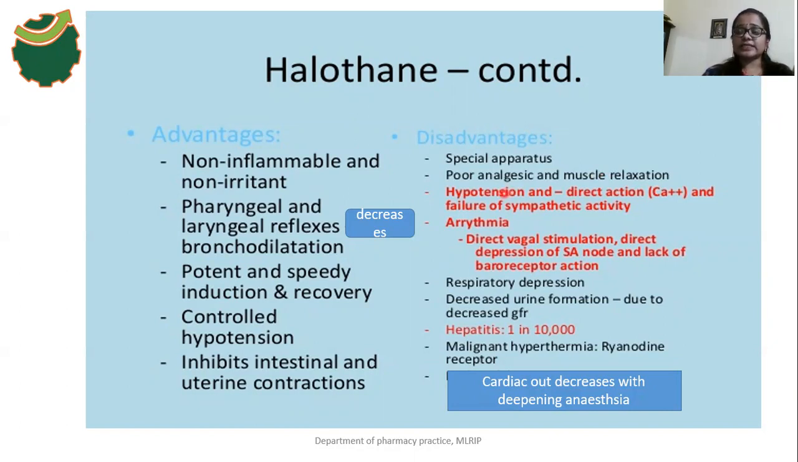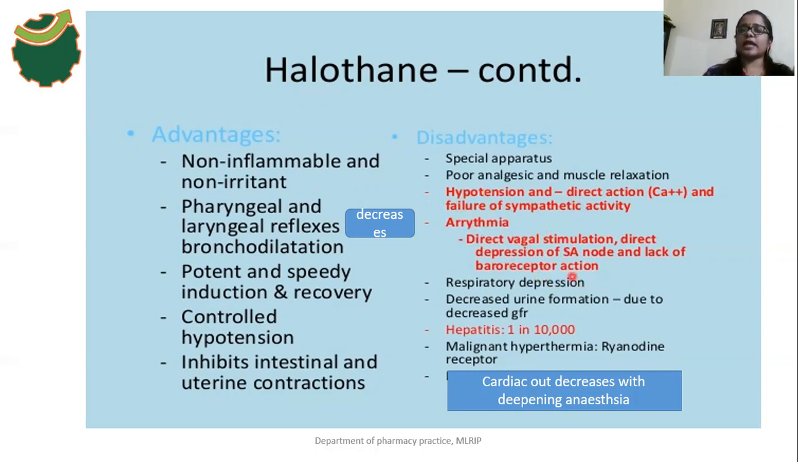Okay, and here there is decreased sympathetic activity, and arrhythmia also occurs. Why does arrhythmia occur? Due to direct vagal stimulation, direct depression of the sinoatrial node, and a lack of baroreceptor action. So the arrhythmia occurs due to stimulation of the vagal nerve, direct depression of the SA node, and a lack of baroreceptor action.